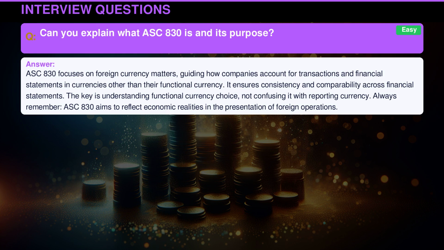ASC 830 focuses on foreign currency matters, guiding how companies account for transactions and financial statements in currencies other than their functional currency. It ensures consistency and comparability across financial statements. The key is understanding functional currency choice, not confusing it with reporting currency. Always remember, ASC 830 aims to reflect economic realities in the presentation of foreign operations.